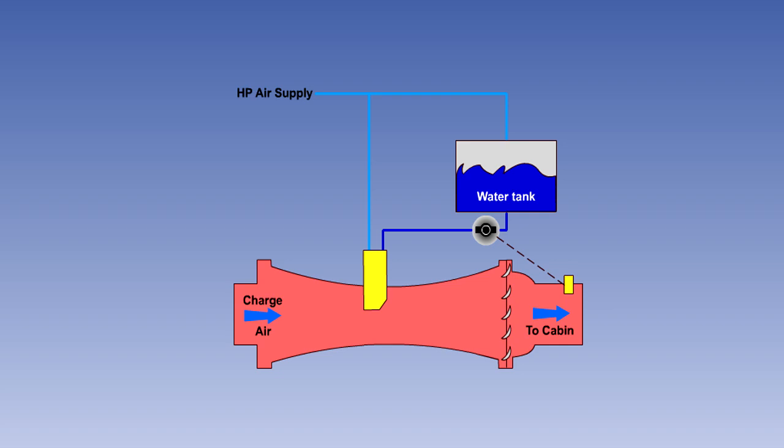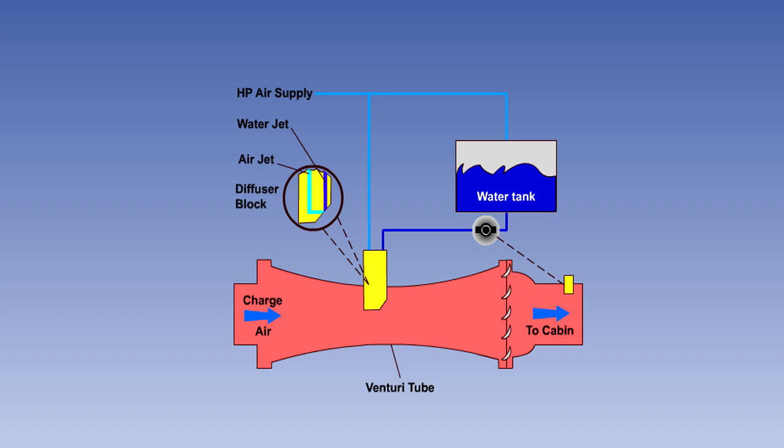The water tank contains drinking water. It is pressurized by bleed air from the engines. This tank is usually referred to as the potable water tank. The water jet is fitted in a venturi tube downstream of the water separator in the conditioned air duct. Bleed air is also fed into the jet.